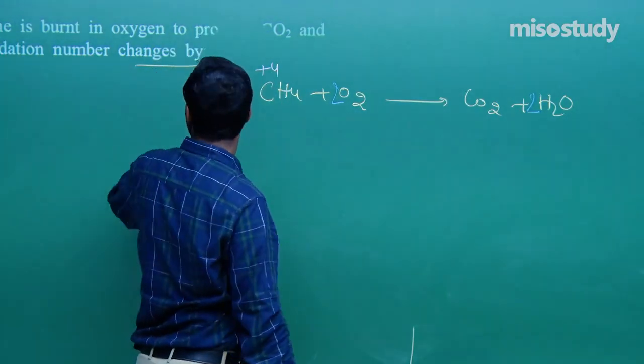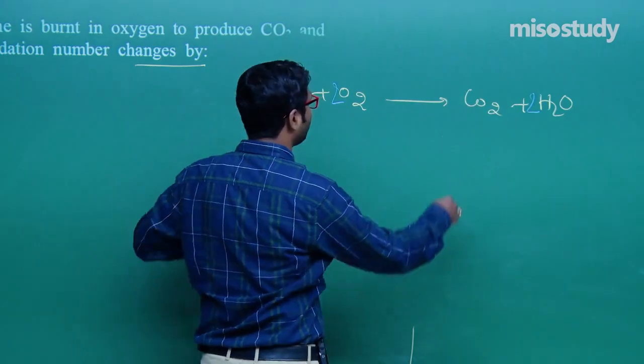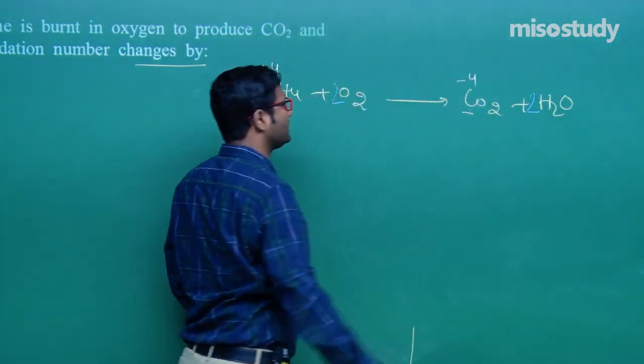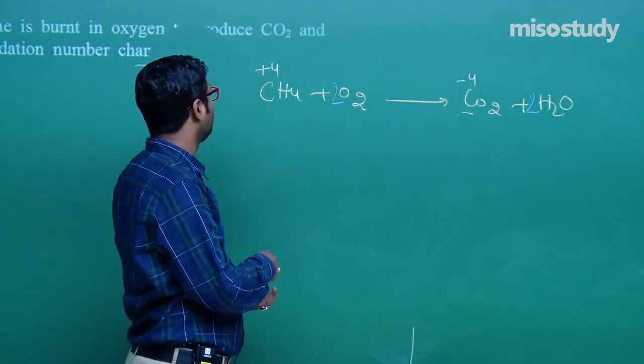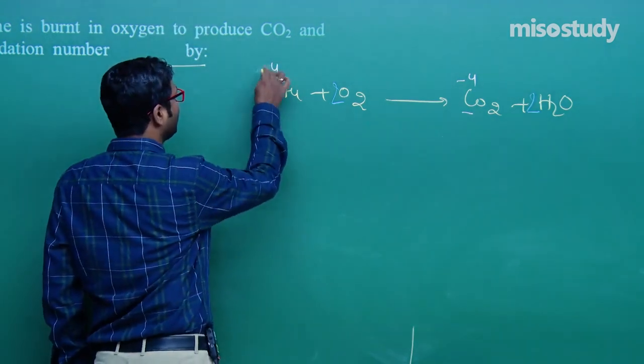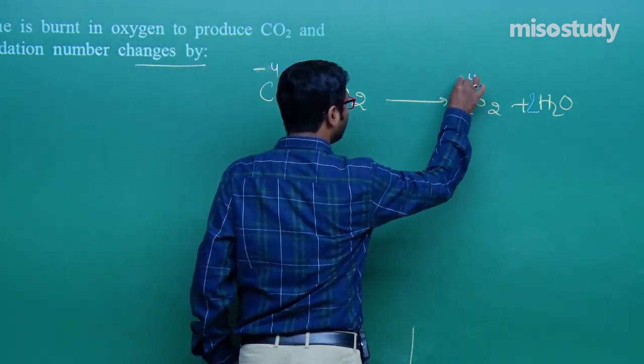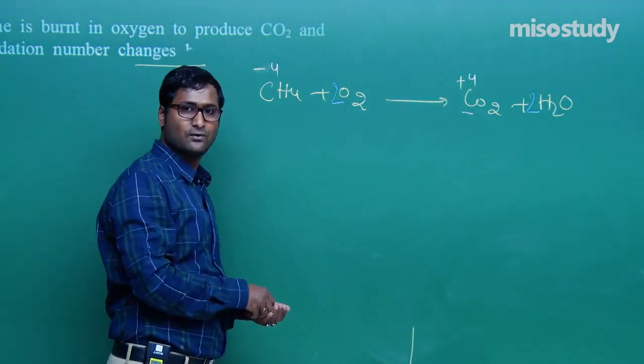Now CH4, methane, here carbon is in -4 oxidation state. Look at it, am I right or wrong? Sir, you are wrong. Here carbon is in -4 oxidation state and here carbon is in +4 oxidation state.